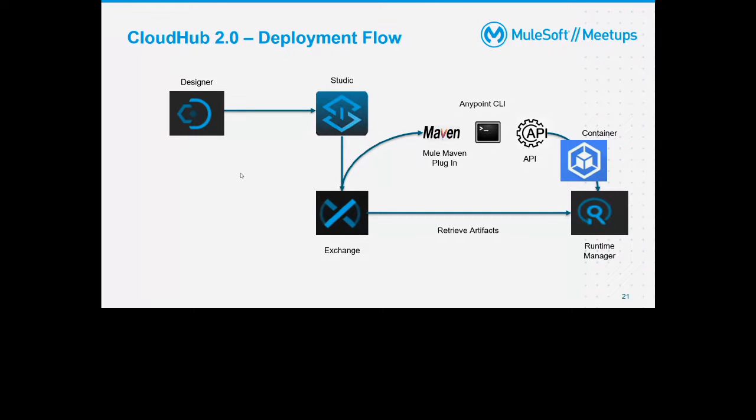Earlier in CloudHub, there was no reference to Exchange when I was deploying an application to my CloudHub runtime, right? But here, now your Exchange is not in your control when you are trying to deploy. First, CloudHub 2.0 will publish that asset on Exchange, and then it starts deploying.